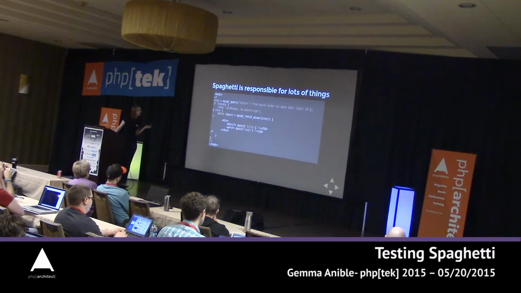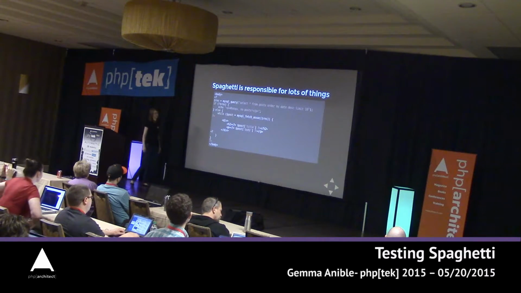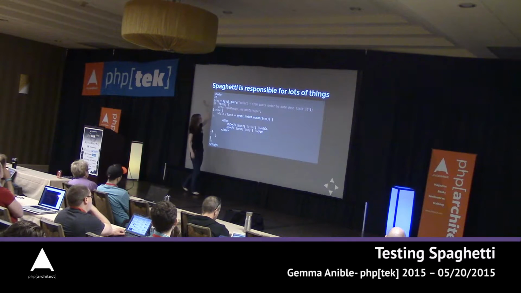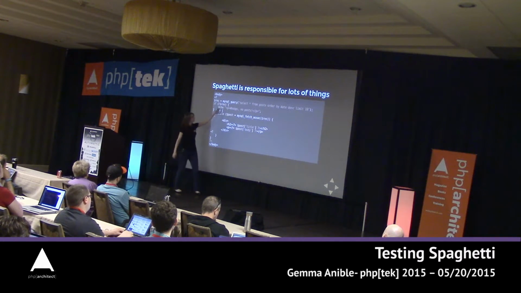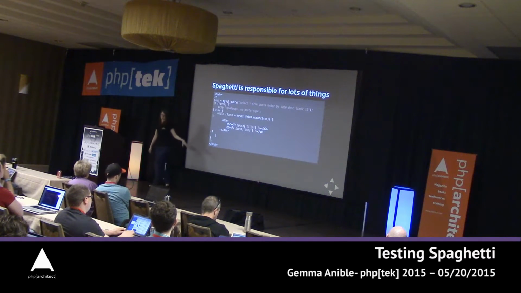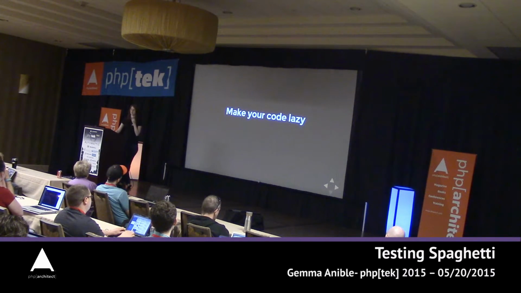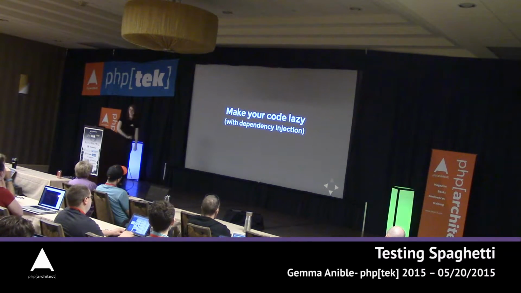Spaghetti code, untestable code, does a lot of things. It's responsible for a lot of things. So we're responsible for rendering the page. We're responsible for the structure of the page. We're responsible for talking to the database. We're responsible for some business logic. There's a lot that this code is responsible for. It's overachieving. It's trying too hard. You want your code to be lazy. And you can do that with dependency injection.